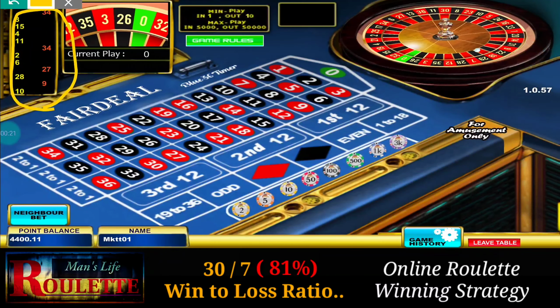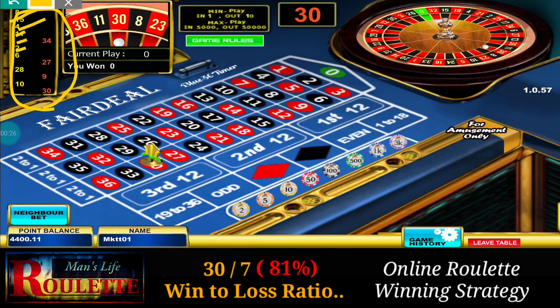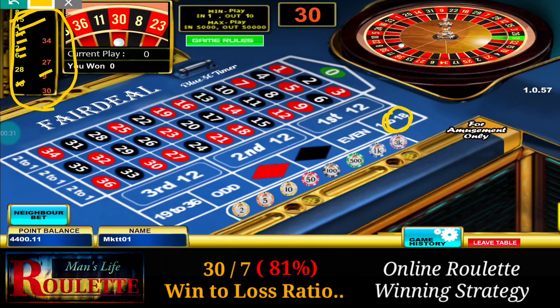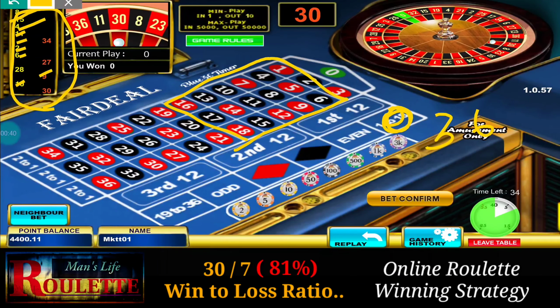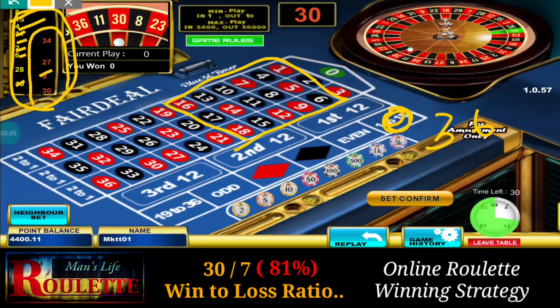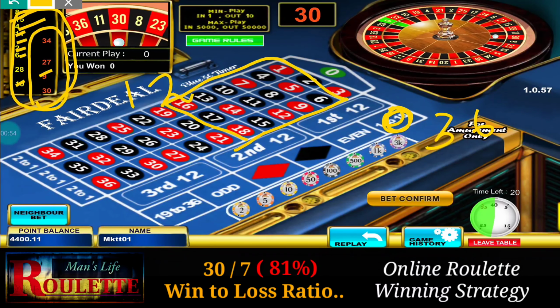You can see that most of the numbers like 8, 15, 4, 11, 2, 6, 9, 10, these are smaller numbers, so we will go with the smaller numbers, and for the rest we will cover at least this area. So here we will put 36 unit, and from the bigger side we will cover most of the red numbers because red is quite frequent among the bigger numbers. So we will put bets on 12 numbers from the bigger side, and most of the numbers will be red.